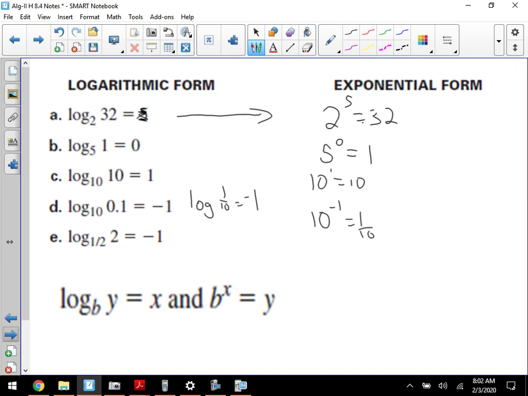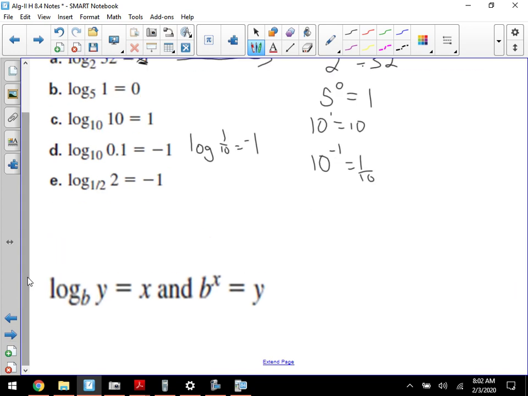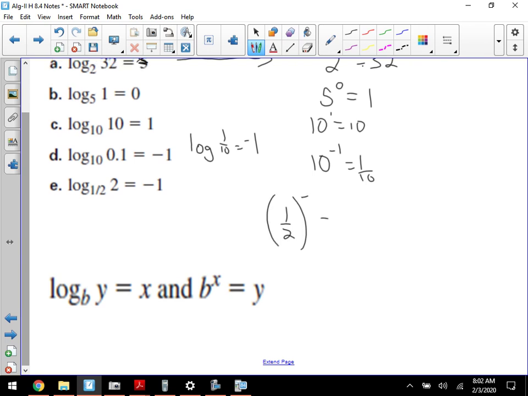And then the last one on this one says log base 1/2 of 2 is -1. Well, that means 1/2 to the -1 power is 2. Logs switch back and forth between log base and exponential form. In exponential form, they work out rather quickly. And I apologize, you guys got to miss the log some.